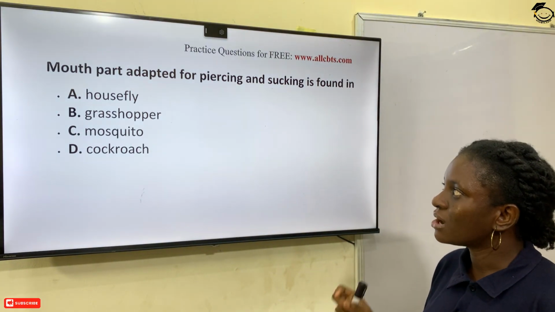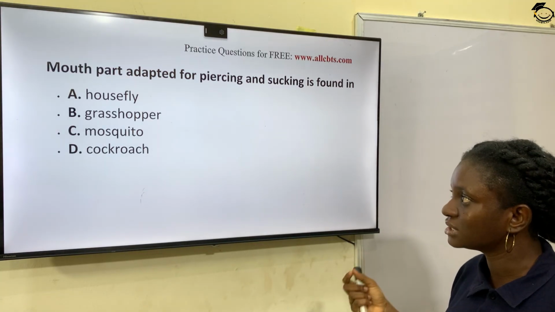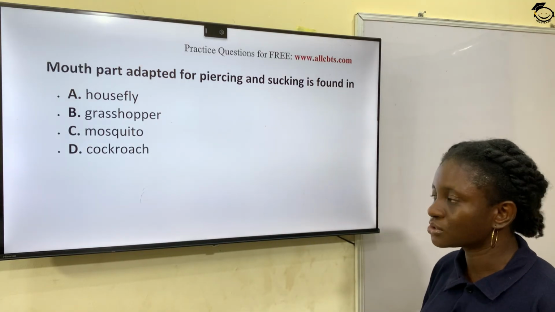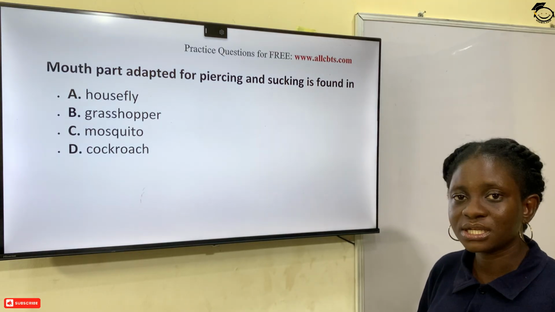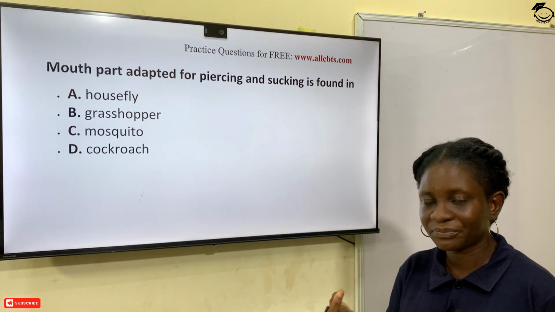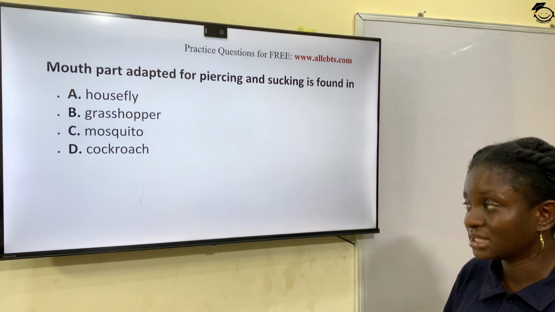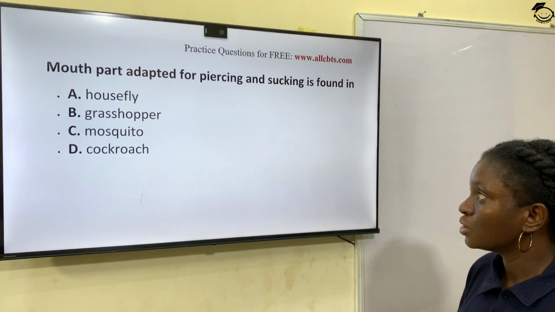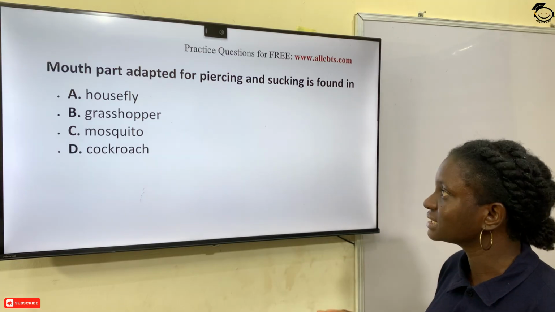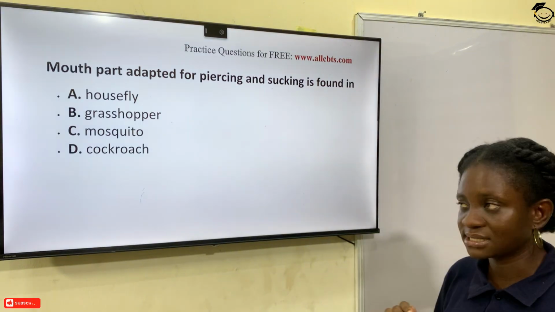Next question. Mouth parts adapted for piercing and sucking is found in which of these organisms? A. Housefly, B. Grasshopper, C. Mosquito, D. Cockroach. The mouth part for piercing means it has a needle-like mouth that is used for piercing and sucking of blood, for instance, in mosquito. So the mouth part adapted for piercing and sucking is found in mosquito. Option C is the correct answer.